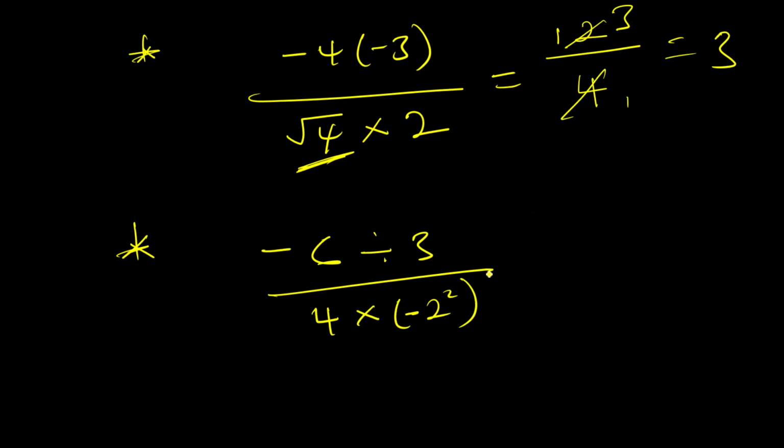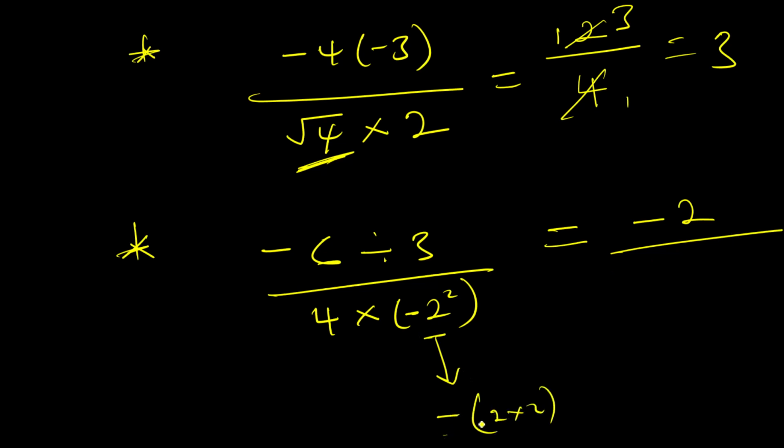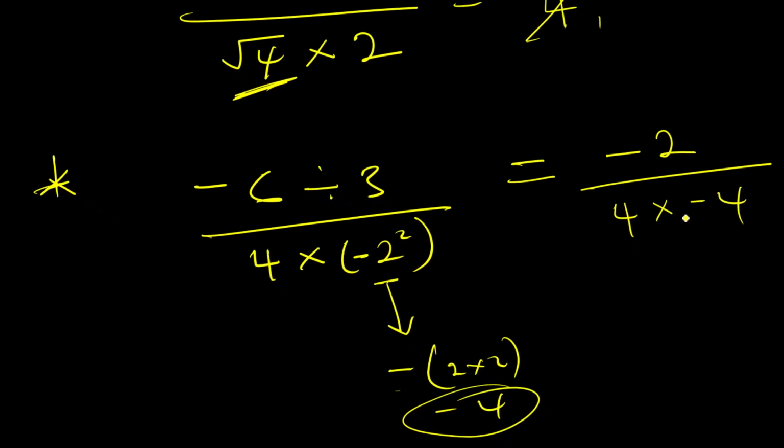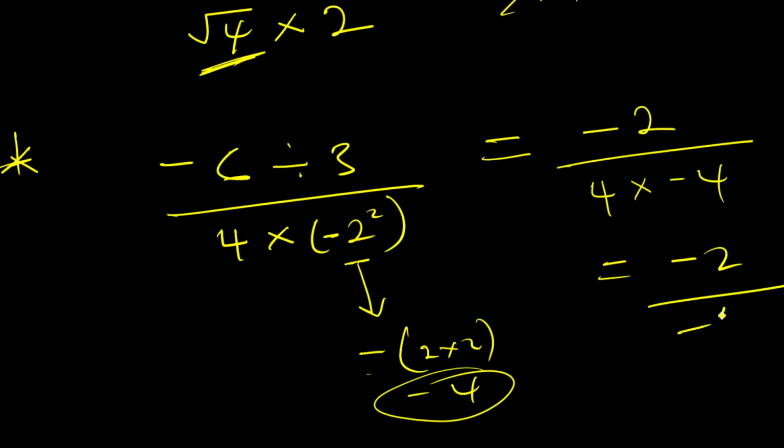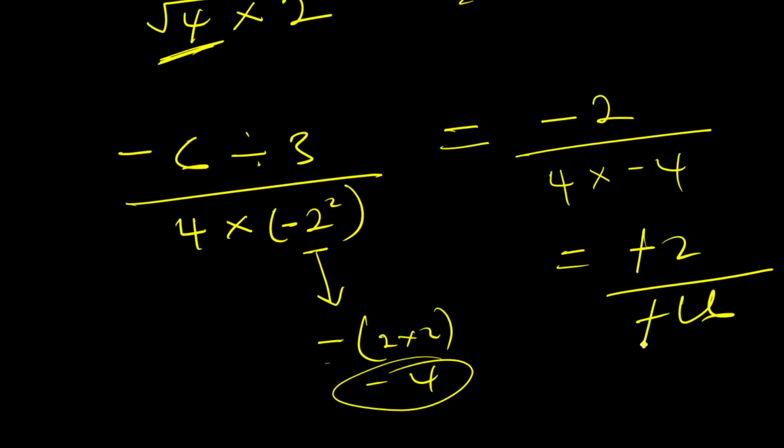Now let's look at this. The numerator is division. Just as we said, 3 into this will be minus 2. So over, be very careful here. This one is the same as 2 times 2. Now the minus is outside, so this side is minus 4. So we have 4 times minus 4. So this one will be minus 2 over minus 16. And this negative will cancel this. 2 here 1, 2 here 8. So the answer is 1 over 8.